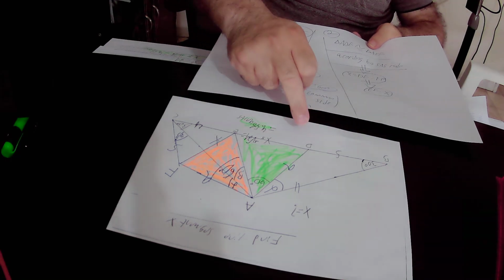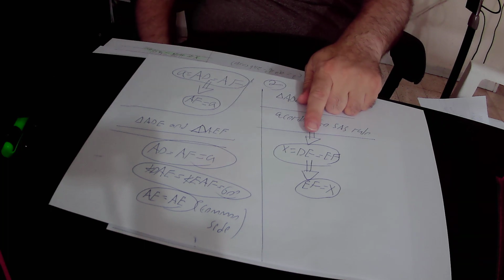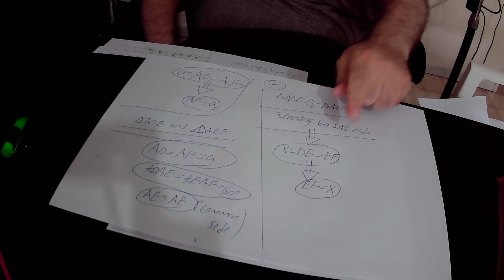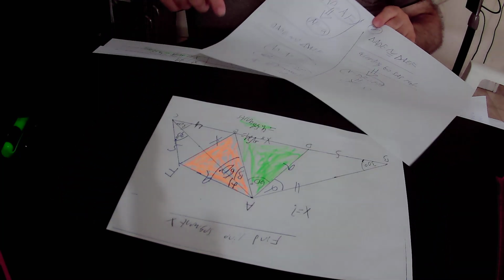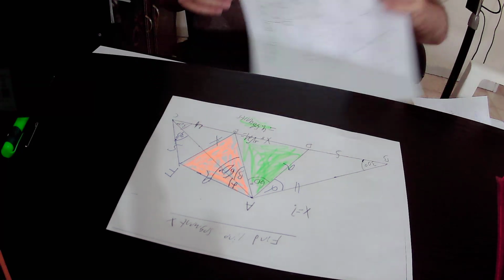But according to what is given in the question, side DE equals X. So we can write here that DE equals X, and from the equation X equals DE equals EF, we derive that side EF is also equal to X. Here, side EF is also equal to X.